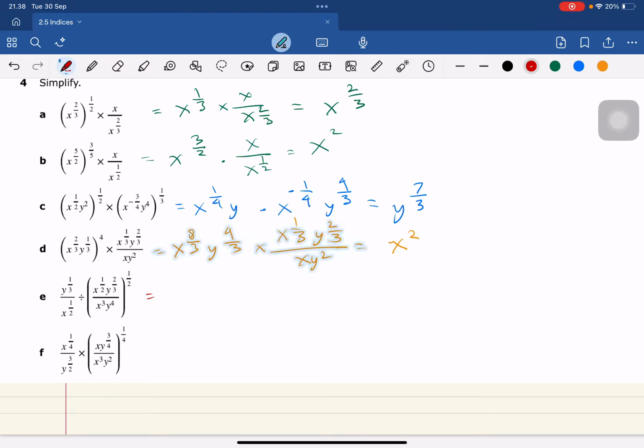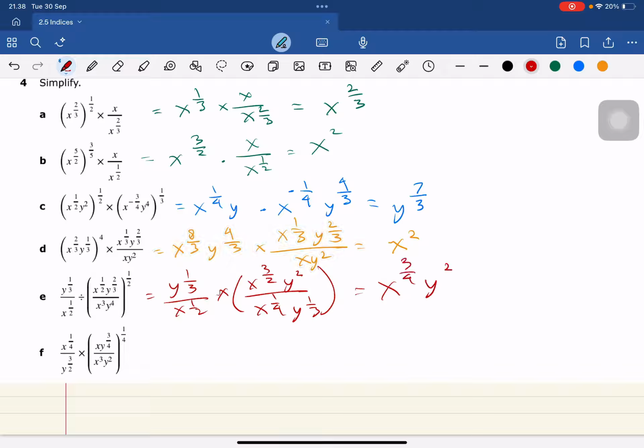Next for E. Okay, so let's write it y 1 over 3 divided by x 1 over 2. Okay, this is going to be multiplication and flip. So this is going to be x 3 over 2 and then y 2 divided by x 1 over 4 and y 1 over 3. This will give us the answer of x power of 3 over 4 and y power of 2. And this is the last question.